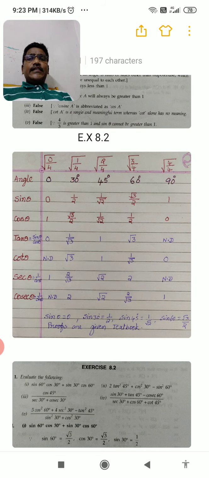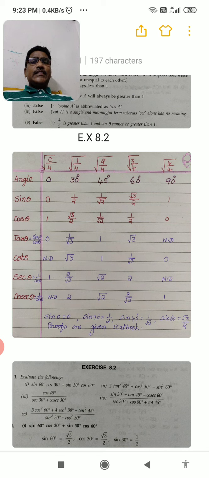For example, sin 0 value is 0 upon 4, which means 0 only; 1 upon 4 means 1 upon 2; 2 upon 4 means 1 upon root 2; 3 upon 4 means root 3 upon 2; 4 upon 4 cancels to 1. So sin 0 is 0, sin 30 is 1 by 2, sin 45 is 1 by root 2, sin 60 is root 3 by 2, sin 90 is 1. So you can remember sin theta by this trick.